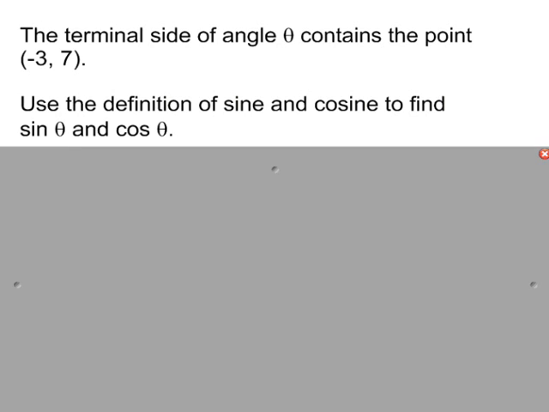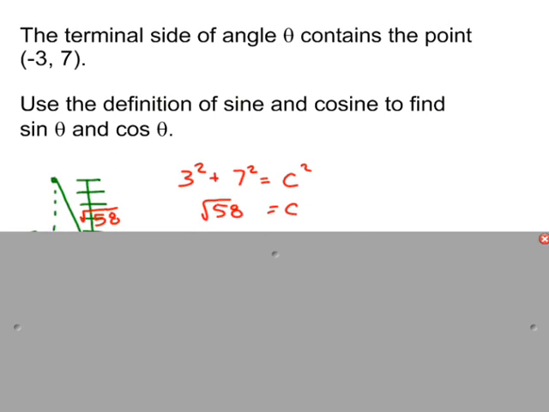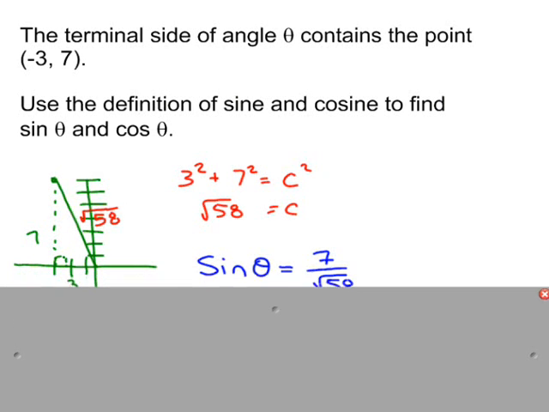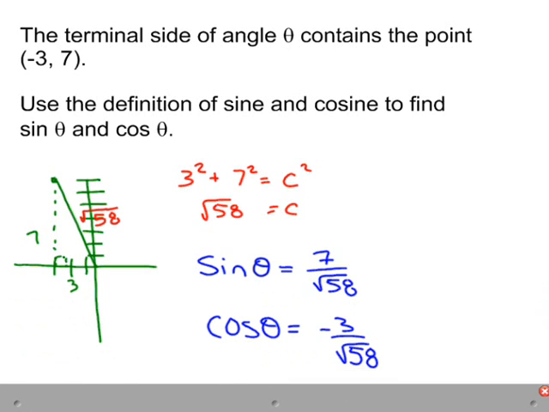All right, welcome back. I hope you were able to find out that your hypotenuse was the square root of 58, and sine is 7 over the square root of 58, and cosine is negative 3 over the square root of 58. You're in the second quadrant, so therefore sine is positive, cosine is negative.